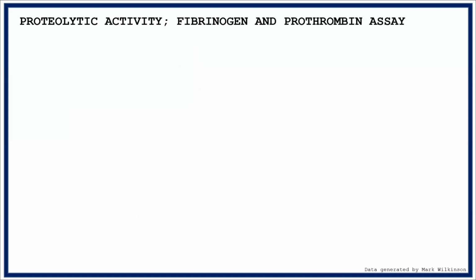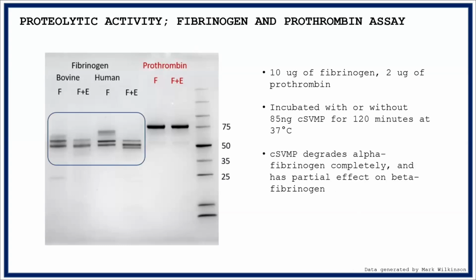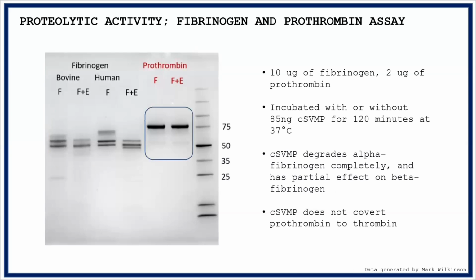Next, we wanted to see how the consensus interacted with different components of the blood clotting cascade. And so fibrinogen and prothrombin were incubated with or without the consensus toxin, and then the subsequent samples were run on a gel. As you can see, the consensus was able to degrade alpha fibrinogen completely, and it had a partial effect on beta fibrinogen, but it was not able to convert prothrombin into thrombin.